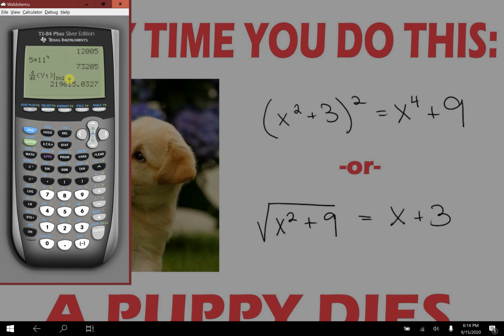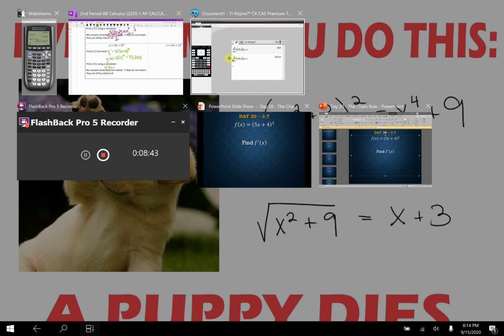I'm getting, whoa, something really weird. I wonder if I made a mistake as I went through and did it. 3x plus 5 to the fifth. I don't think so. This all looks pretty darn good. So then the question becomes, is this calculator being weird, or am I doing something wrong? Or is the 84 just having an issue and maybe I should try it on the Inspire?